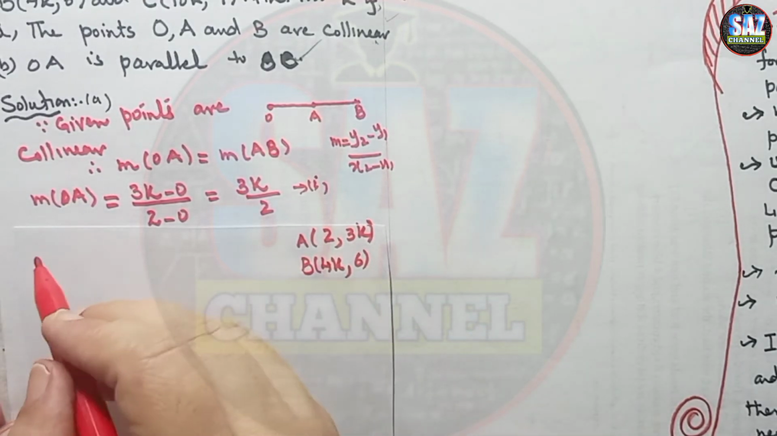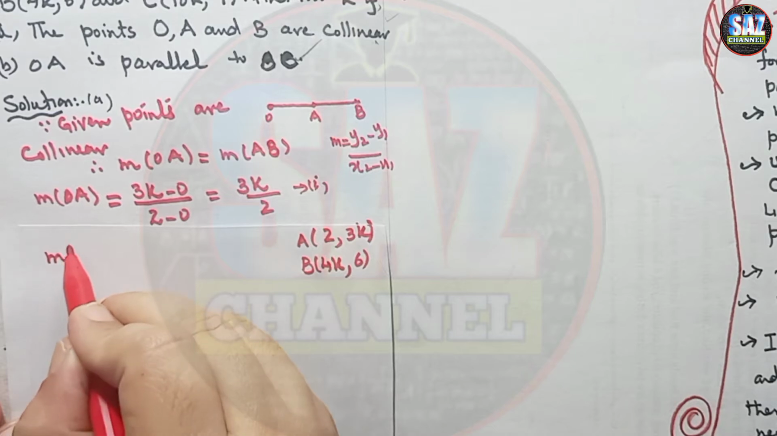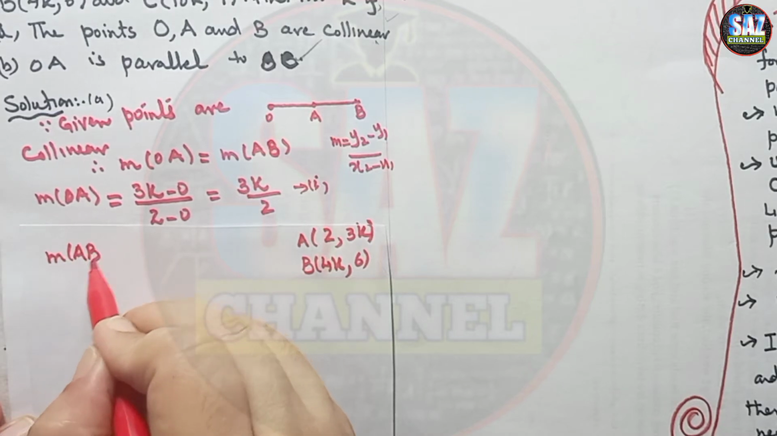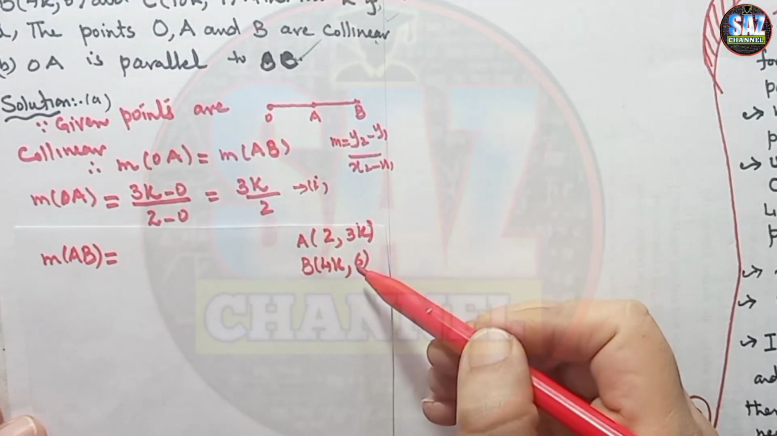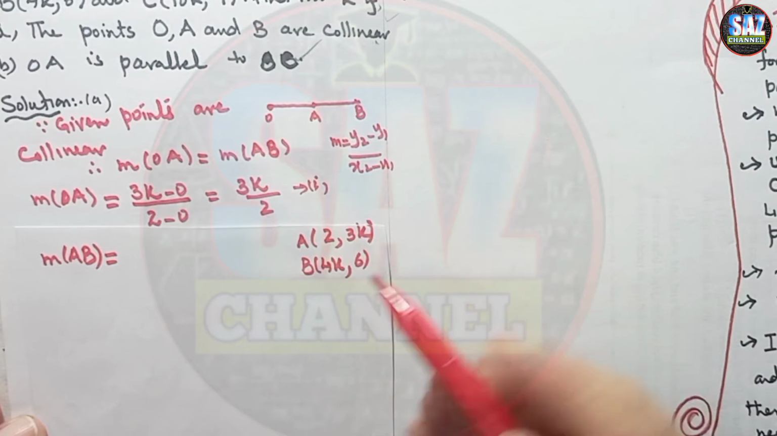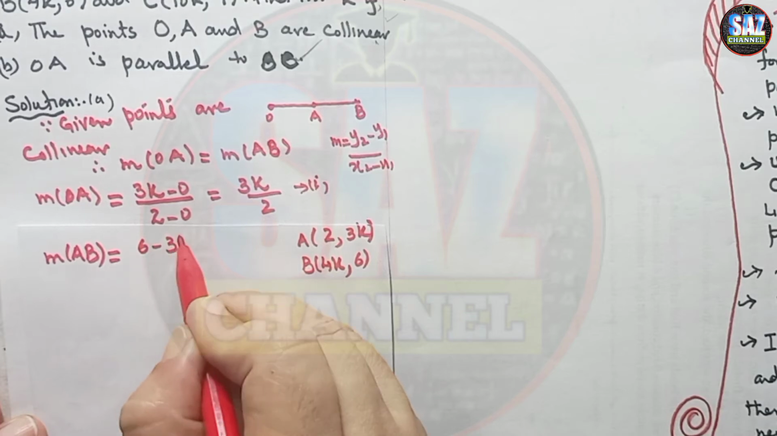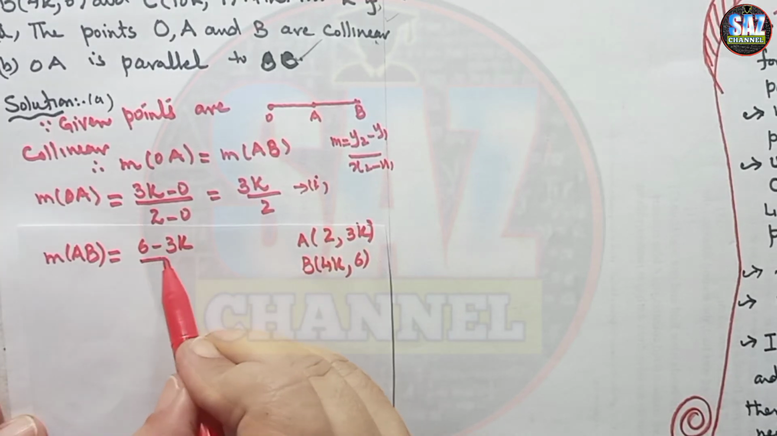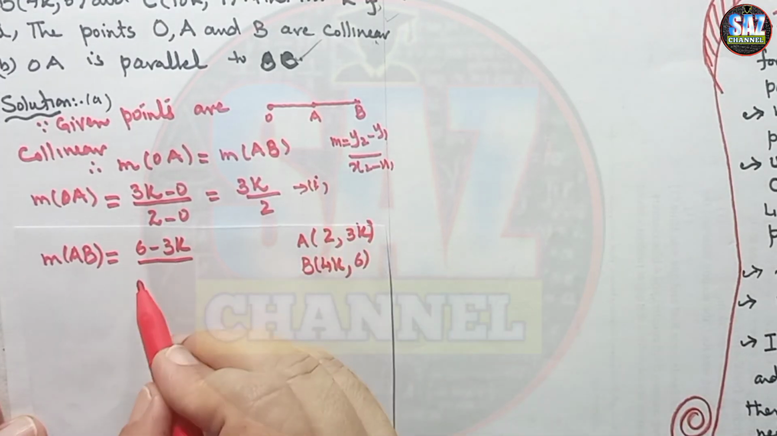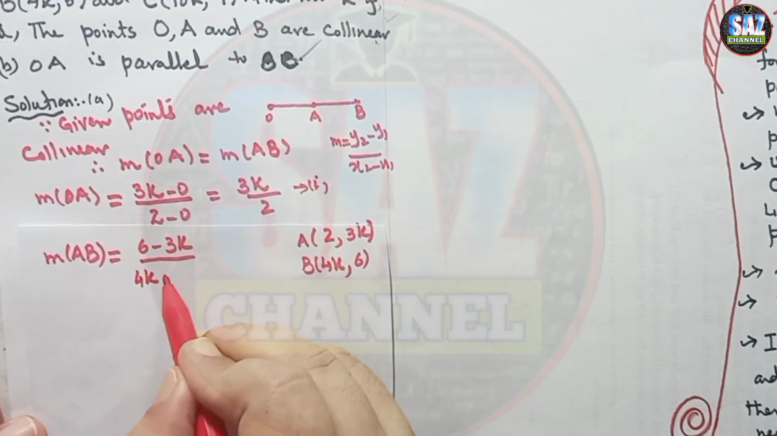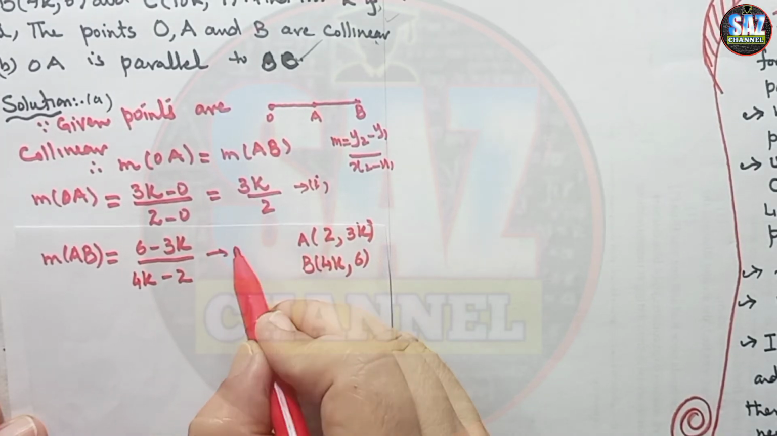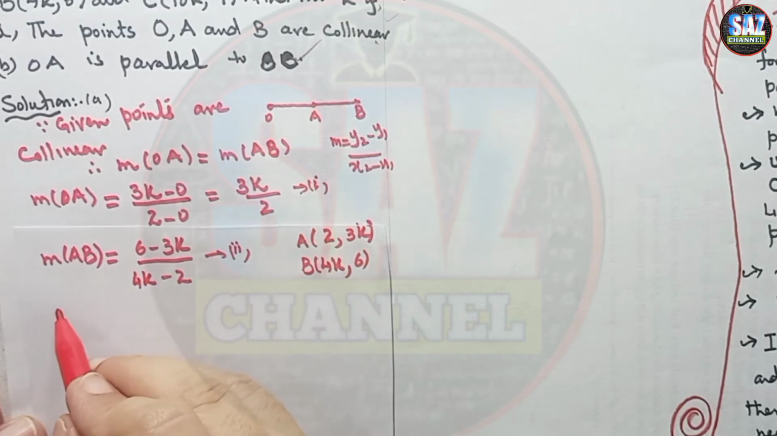Now gradient of AB, M_AB equals (y2 minus y1) upon (x2 minus x1), that is 6 minus 3k upon 4k minus 2. Let it be equation 2.